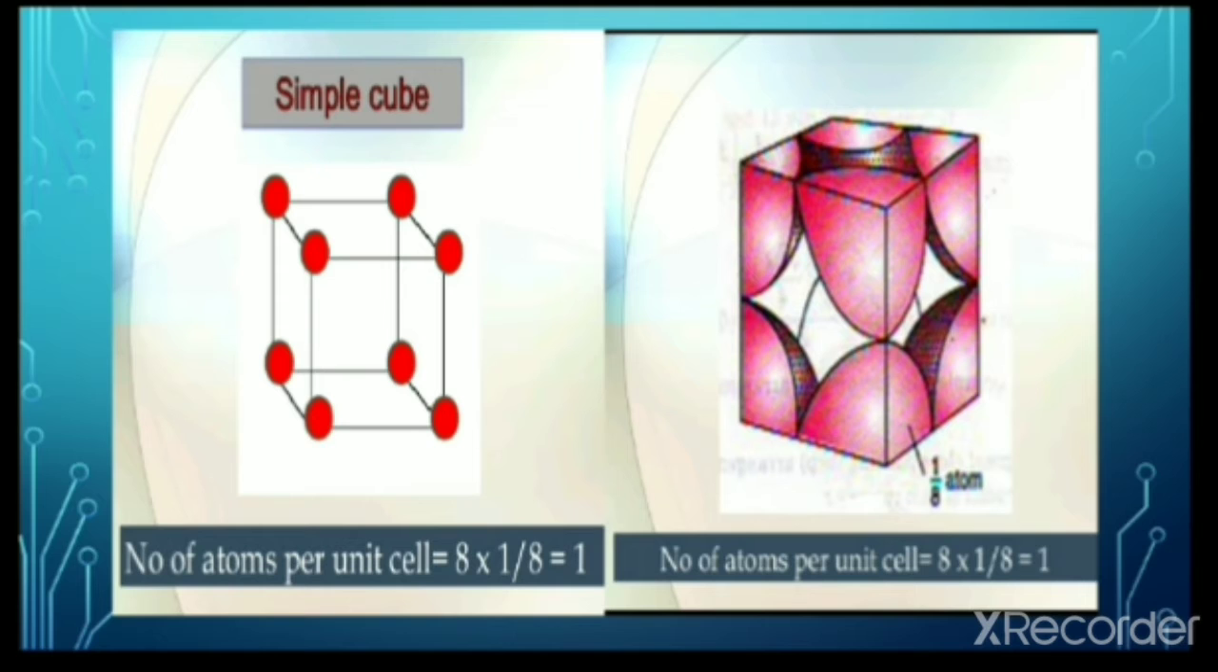Here the arrangement of particles is easier to follow in the open structures. Since the cubic unit cell has 8 atoms on the 8 corners of the cube, the total number of atoms in a unit cell is equal to 8 into 1 by 8, which is equal to 1 atom. So this is 1 by 8th atom per corner, and the number of atoms per unit cell is 1.